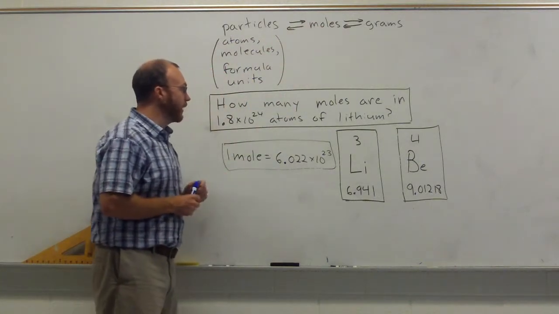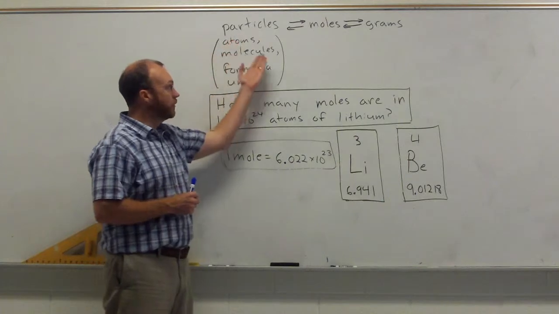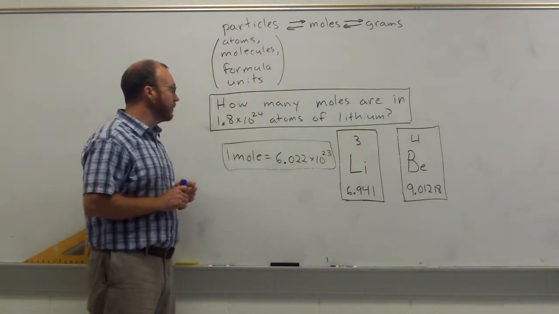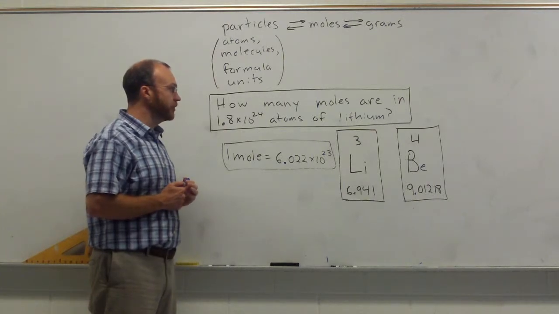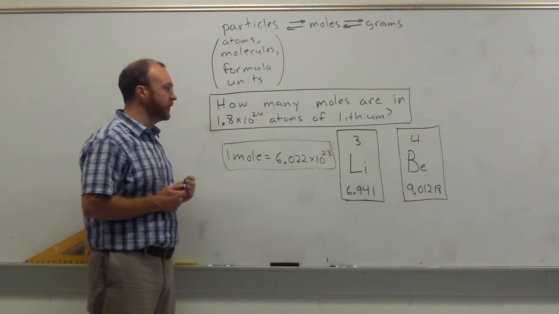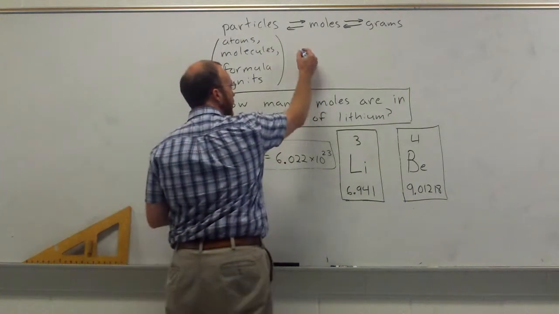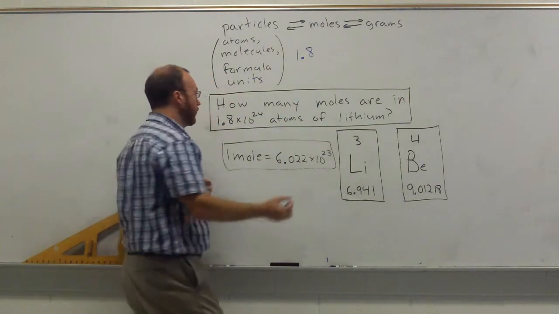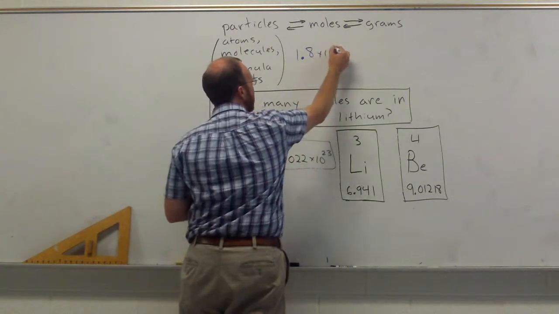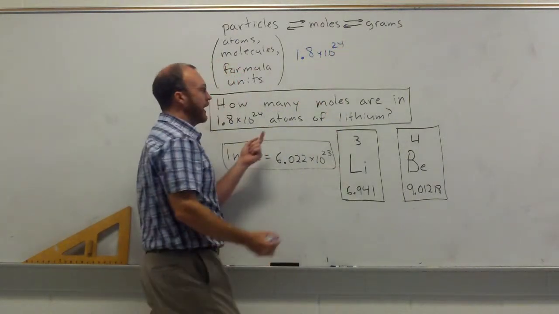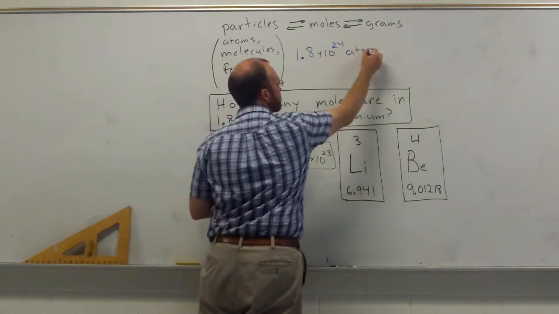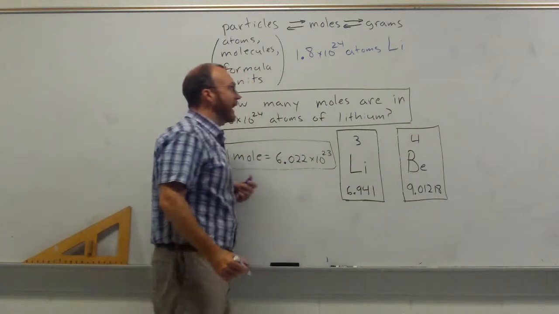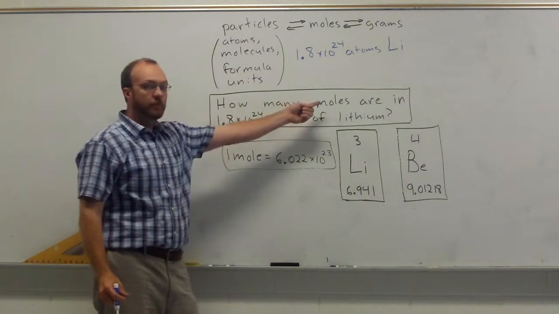So, let's look at an example where we start with the number of particles and we want to find the number of moles. So my question says, how many moles are in 1.8 times 10 to the 24th atoms of lithium? So we're going to start our setup as we usually do with our given. We have 1.8 times 10 to the 24th atoms of lithium. The symbol for lithium is Li. We want to find moles.